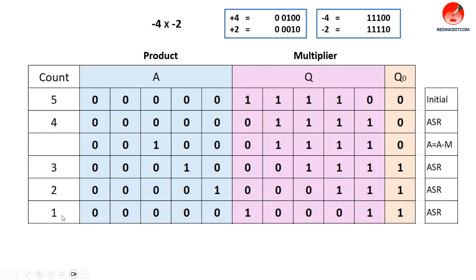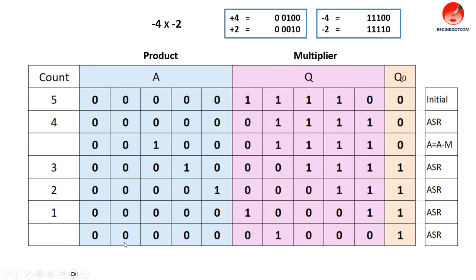Then reduce the count value. Then compare Q1 and Q0 again 1. Then you can do the arithmetic shift right. Then reduce the count. Now the count value is 0, so you can stop the process. Then finally, A and Q, both the value give the final product result. So minus 4 into minus 2, we can get plus 8. This 0 indicates the positive number, so this entire result gives the plus 8 value.